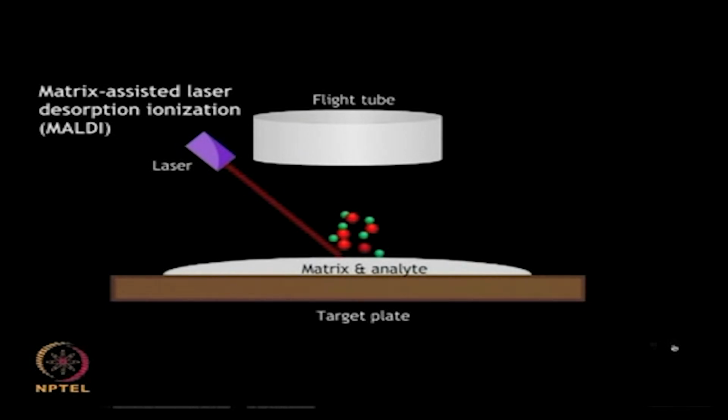The target plate is placed in a vacuum chamber with high voltage and short laser pulses are applied. The laser energy gets absorbed by the matrix and is transferred to the analyte molecules, which undergo rapid sublimation, resulting in gas phase ions. These ions then accelerate towards the mass analyzer based on their mass to charge ratios.